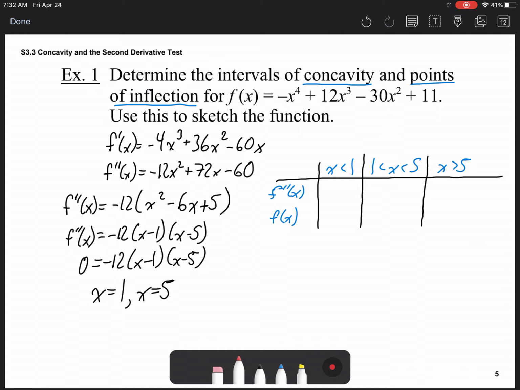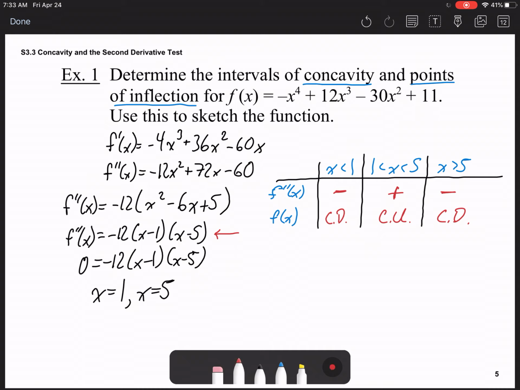So our second derivative is a parabola opening downwards with zeros at 1 and 5. So that means it's going to be negative here, positive here, and negative here. So I'm going to say this is concave down. That easier? Concave down, CD. And concave up here. And concave down here. So it does switch from concave up to concave down. So we do have our intervals of concavity now. So let's find our points of inflection.